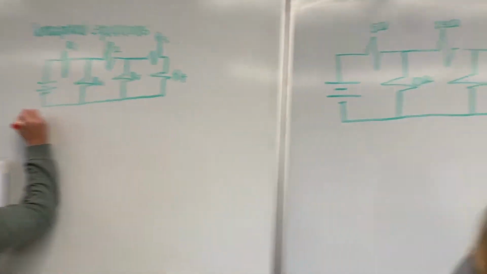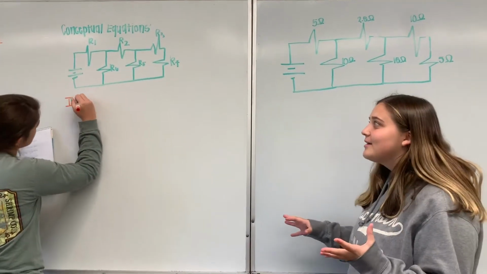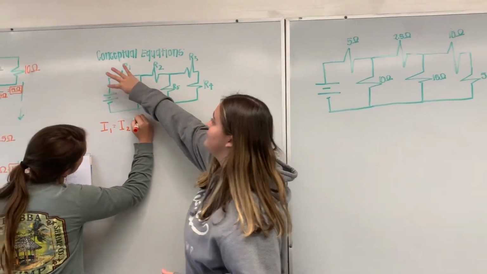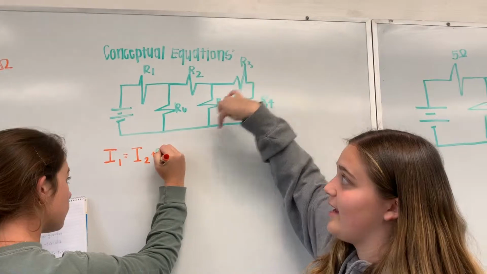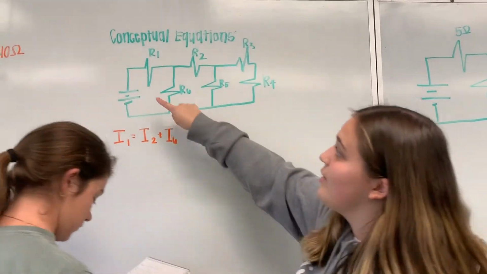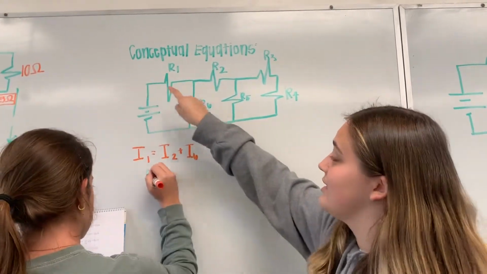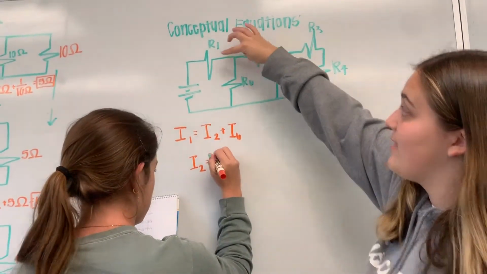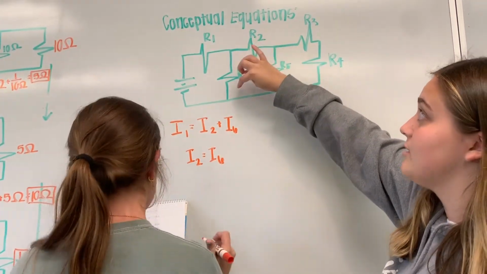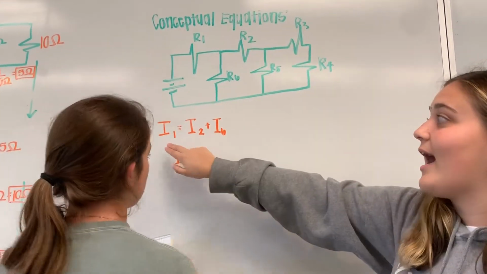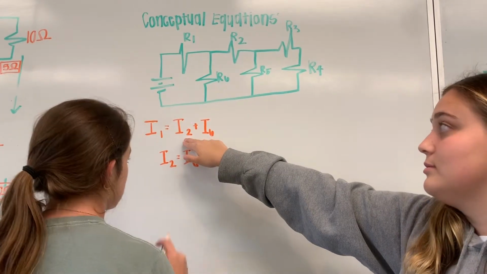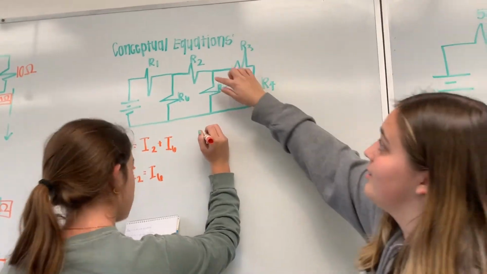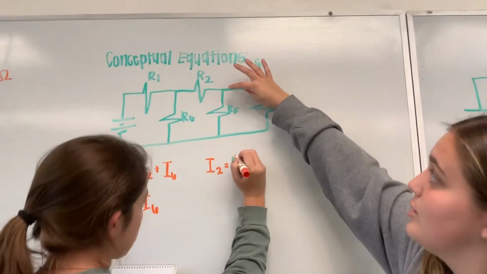So first we have to do some conceptual thinking. We can see the current flows from the positive side to the negative side of the battery, so the current will start going up through here. It starts at R1, and then it'll break off into R6 and R2. So we can see that I equals I2 plus I6.